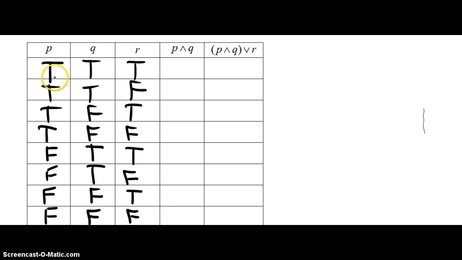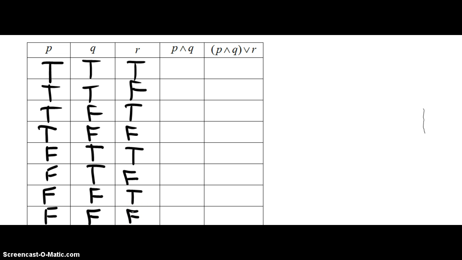So notice that there's four truths here, and this is just a mini version of just the two propositions. True, true, true, false, false, true, false, false. And then all this is false. Now we have it again. True, true, true, false, false, true, false, false.